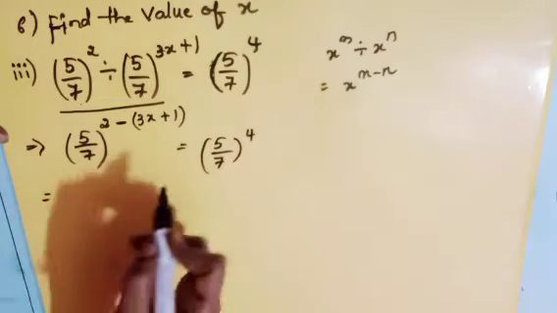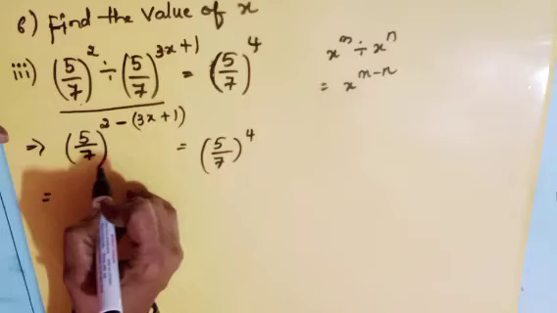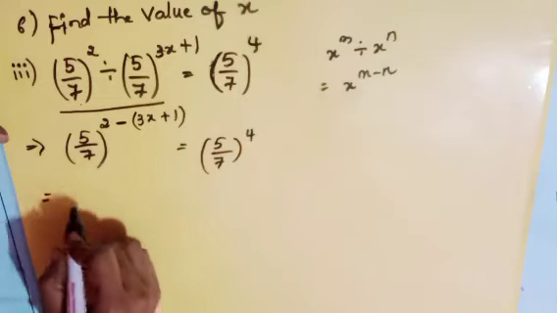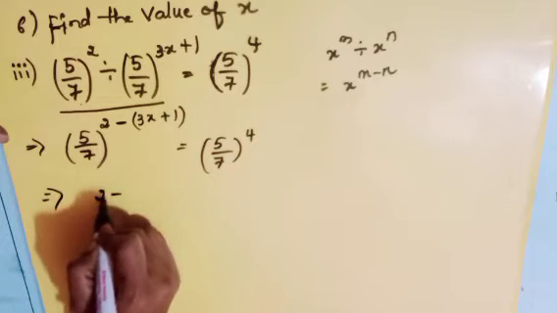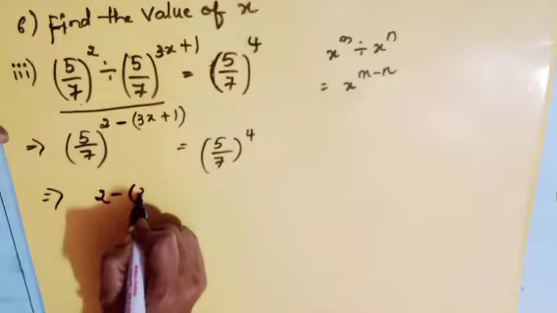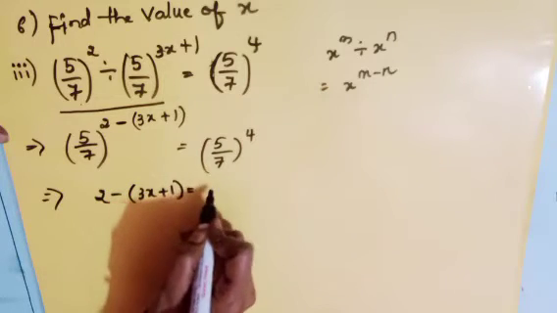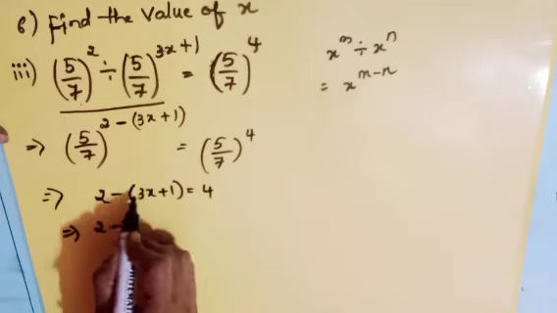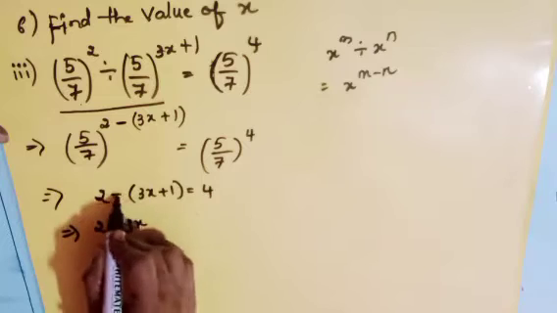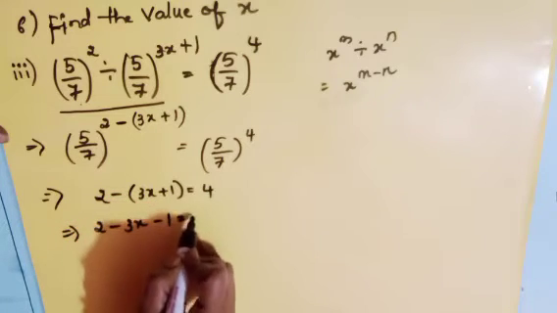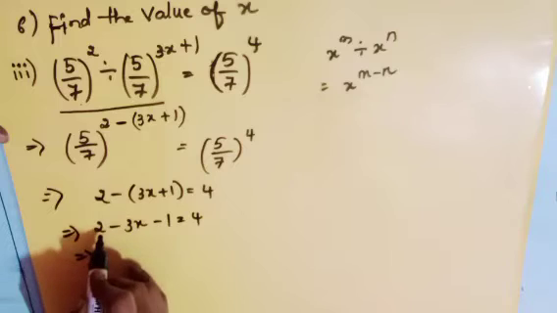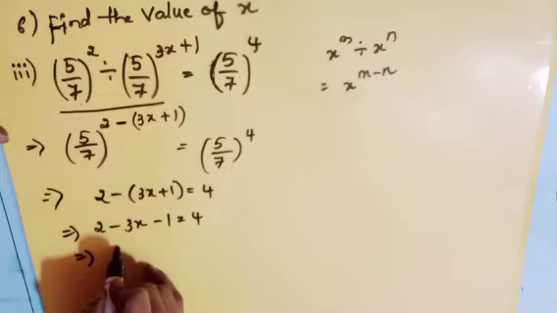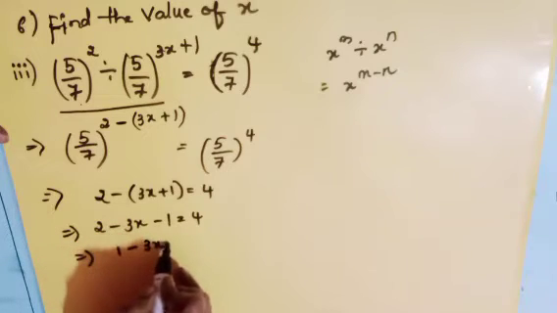Next, already I said that when bases are the same, the exponents must be equal. So I'll take only the exponent, that is 2 minus (3x plus 1) equals 4. So we have to remove the bracket, that is 2 minus 3x, plus into minus is minus, minus 1 equals 4. Next, 2 minus 1 is 1, so 1 minus 3x equals 4.